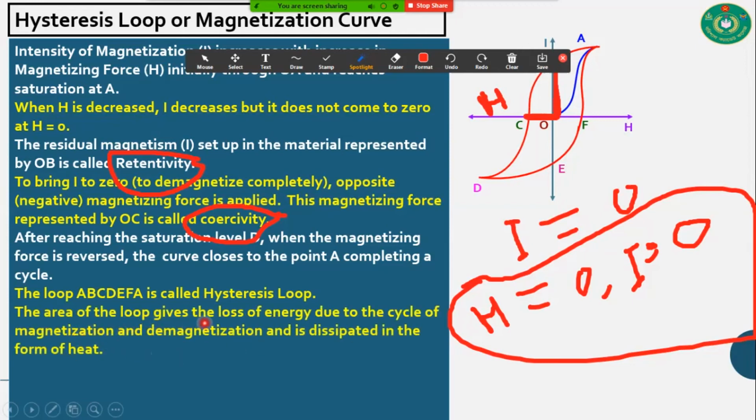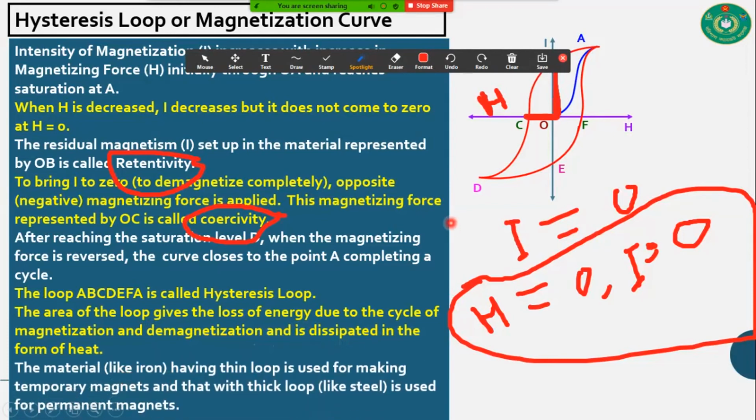The area of the loop gives the loss of energy due to the cycle of magnetization and demagnetization successively, and this energy is dissipated in the form of heat. Now, what is our aim in discussing the hysteresis loop? From the hysteresis curve, we will very easily get our temporary magnet and permanent magnet. This hysteresis loop will show the property of temporary magnet and permanent magnet.